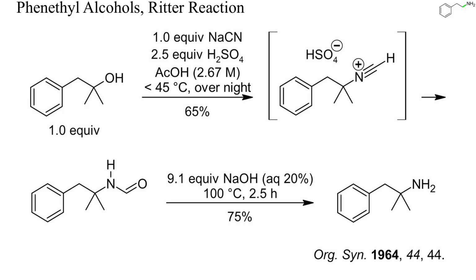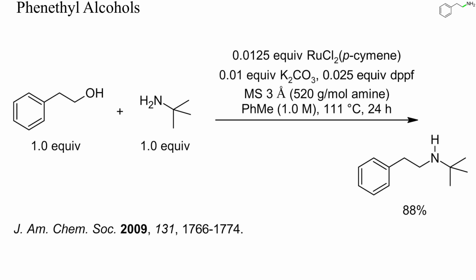Some alcohols can be converted into amides by treatment with nitriles and acids in the so-called Ritter reaction. Here, with a mixture of sulfuric acid and sodium cyanide, a tertiary phenethyl alcohol was transformed into a formamide. Alkaline saponification then yielded the amine. Even primary alcohols can be used to alkylate amines, for instance by a one-pot dehydrogenation, imine formation, reduction sequence. In this example, phenethyl alcohol cleanly alkylated tert-butylamine with the aid of a ruthenium catalyst.